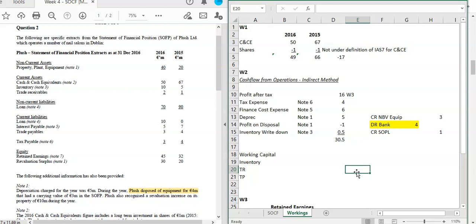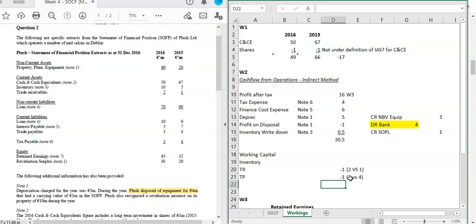So for trade receivables, it's 2 versus 1, which is an increase of 1. So that is going to be minus 1. An increase in trade receivables, it's just 2 million versus 1 million. And that's fine to show the examiner that's what you're looking at, 2 versus 1. An increase in trade receivables year on year is a drain in cash flow. For trade payables, it's a decrease. It's 3 versus 4. A decrease in trade payables is a drain in cash flow as well, minus 1.